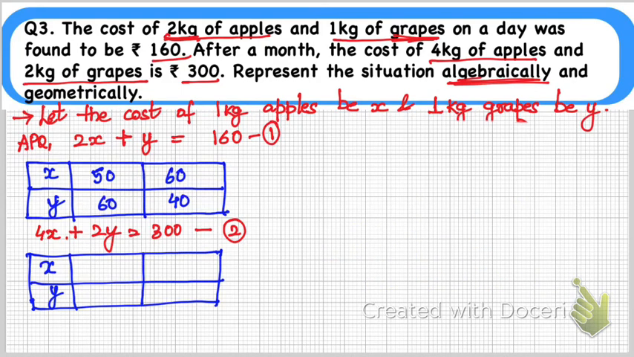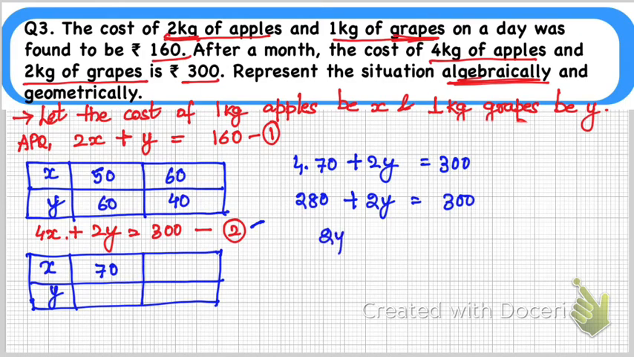Now in the same way I will plot the points for equation 2 as well. So in equation 2 I will consider x is equal to 70 first. So 4 into 70, I am putting it in equation 2. 4 into 70 plus 2y will be equal to 300. So 7 4s are 28, that means 280 plus 2y will be equal to 300. So 2y will be equal to 300 minus 280, that will give you 20. So y is equal to 20 by 2, that will give you 10. So here I got 10.